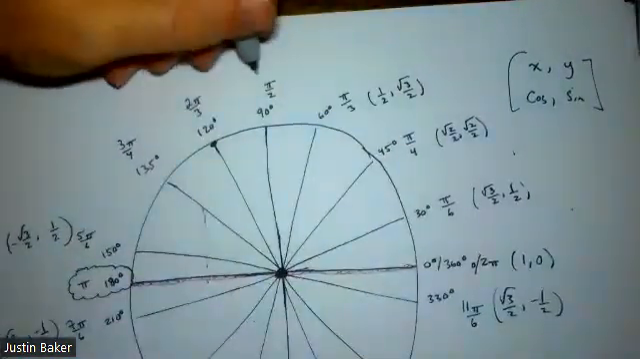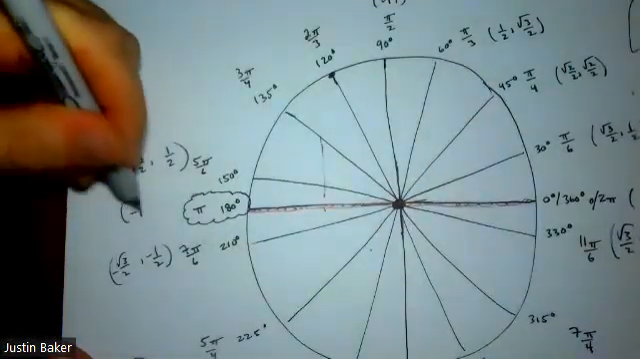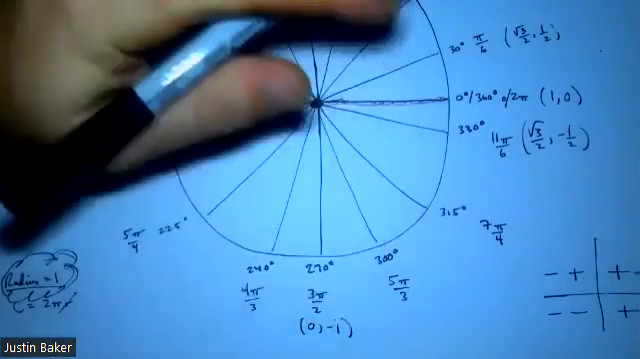For the 90-degree one, it's 0, comma, 1. For 180, it's negative 1, comma, 0. For 3 pi over 2, it's 0, comma, negative 1.